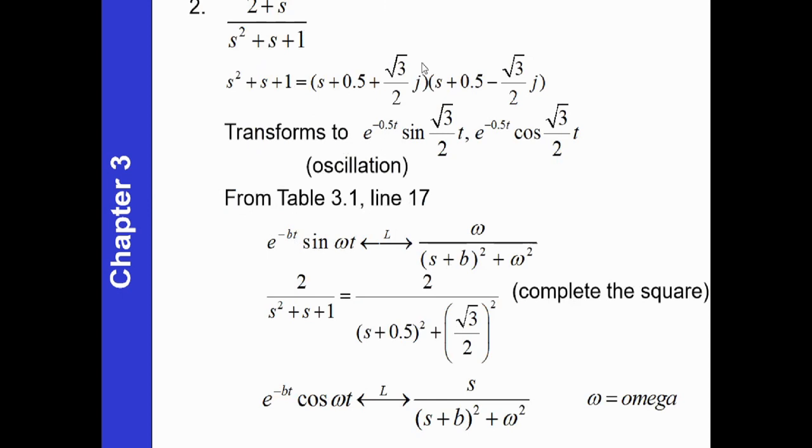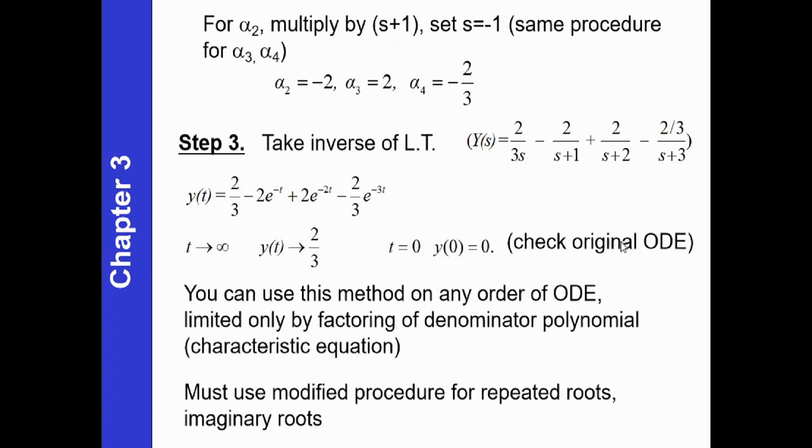But in another equation, 2 over s squared plus s plus 1, we have imaginary roots, given the symbol j. So here we can transform to, for example, e to the power of minus 0.5t times sine of square root 3 over 2 times t. That is the oscillation. If you look at table 3.1, row 17, I'll just show it to you here.